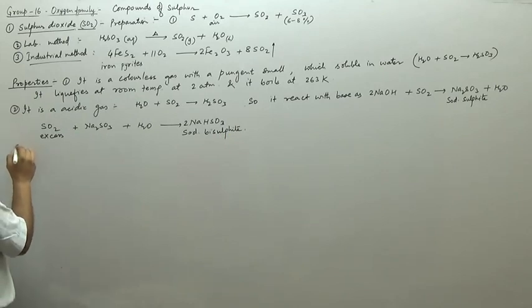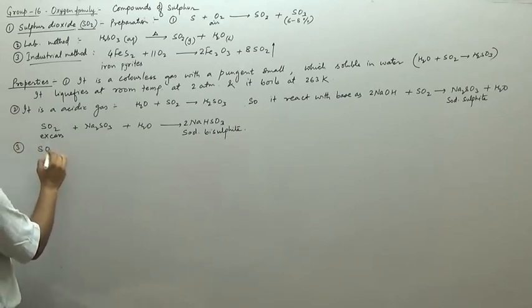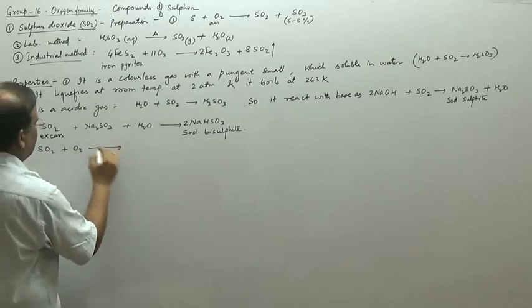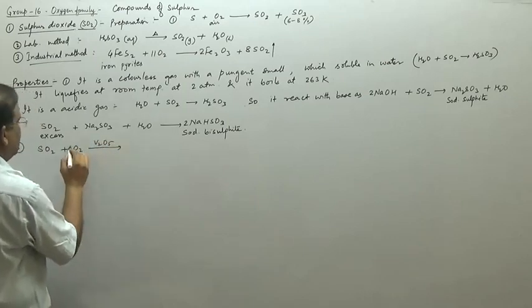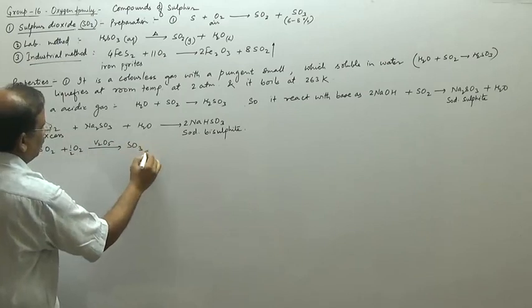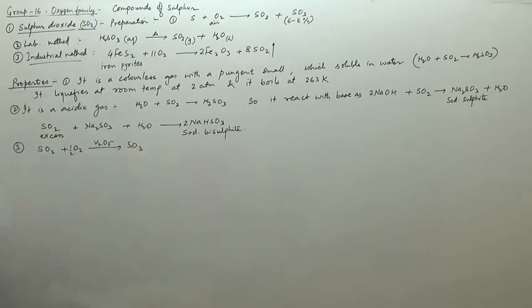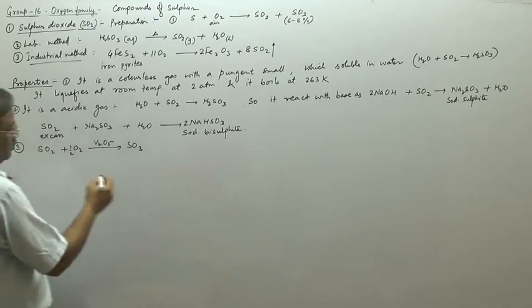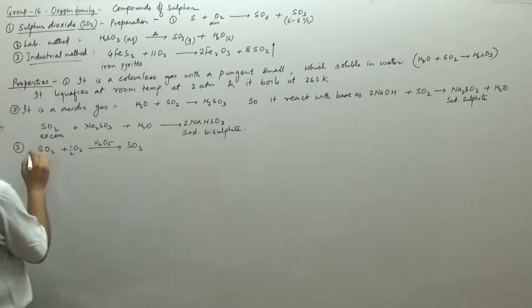Next we can write that SO2 reacts with oxygen in the presence of vanadium pentoxide, that is half O2, and it converts into SO3. That is the catalytic reaction of SO2. So we can write like this. Also we will write that is the A part.